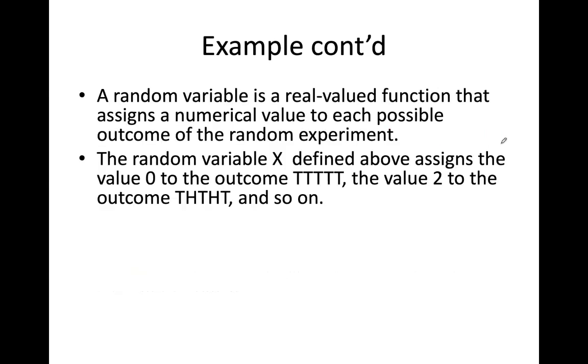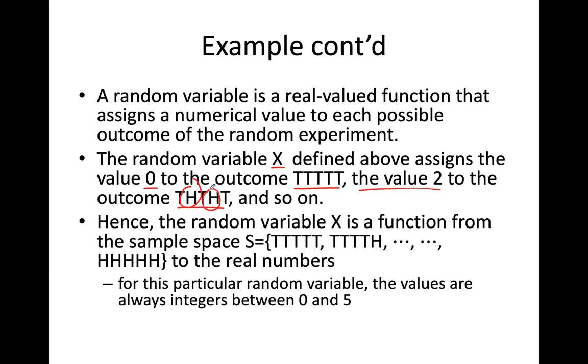Okay, so if we think about this flipping a coin 5 times example again, my random variable is x. If there are 5 tails, my random variable value is 0. If the value is 2, there are a couple of outcomes which have 2 heads in it. Okay, so that's what we are talking about in terms of random variables.